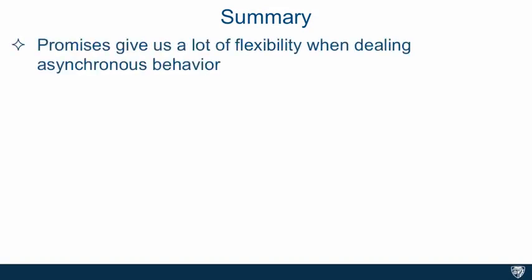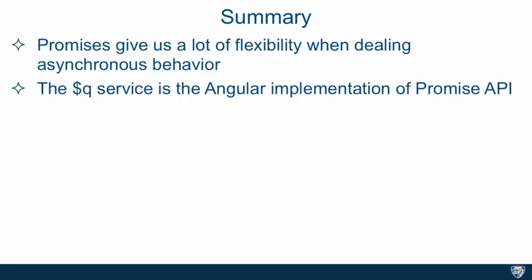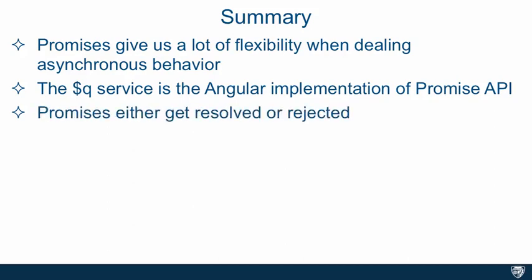Okay, let's summarize what we learned in this lesson. First of all, let's remember that promises give us a lot of flexibility when dealing with asynchronous behavior. The queue service is the Angular implementation of the Promise API. The new implementation of JavaScript ES6 has its own Promise API and will likely use that once it's supported by all the major browsers. Promises either get resolved or rejected. Resolved is considered a success and a rejection is considered a failure.